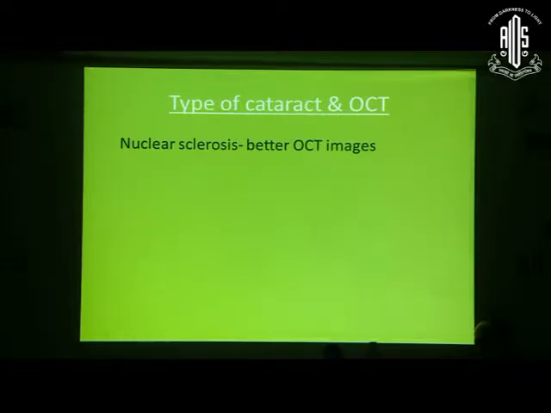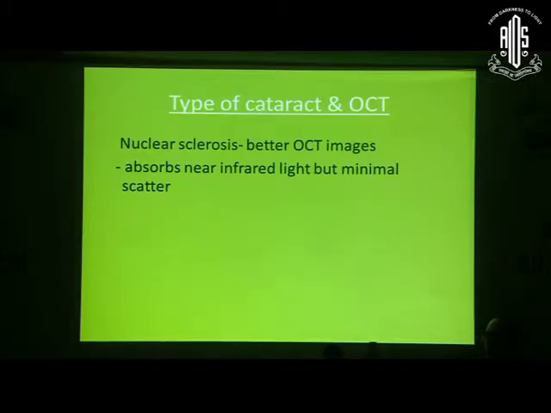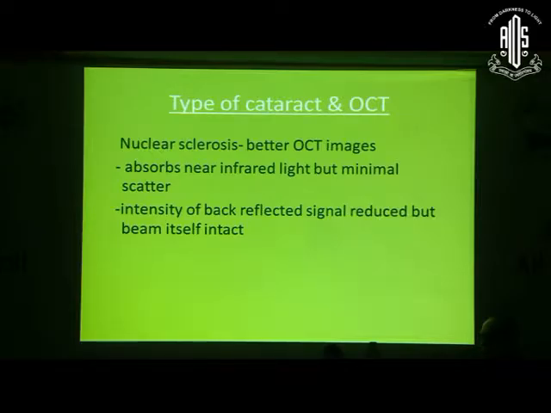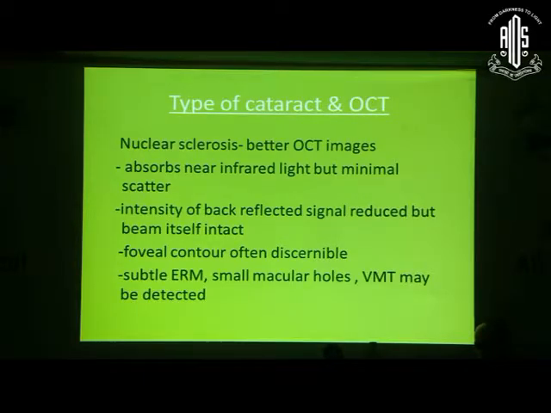Now, how does nuclear sclerosis and the various other types of cataract affect OCT images? Cataract in the form of a cortical cataract or a posterior subcapsular cataract affects OCT images much more than if it is just a nuclear sclerosis, because this absorbs the near infrared light but causes very minimal light scatter. So as a result, it is only the intensity of the back reflected light that is reduced, but it doesn't affect the beam itself. So you can get, as we shall see later in the talks, useful images on the OCT. The foveal contour is often discernible, and subtle additional changes can also be detected.